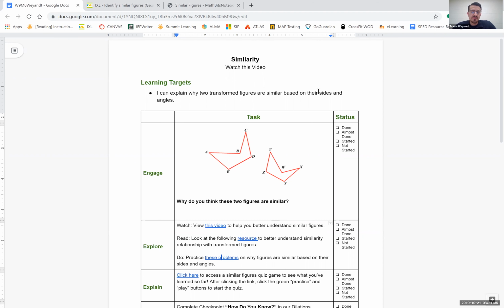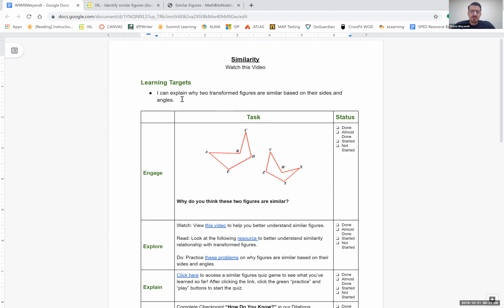So again, just like every video, we have a learning target. This lesson is going to be on similarity, which is the second term in that new unit. Last week we talked about dilation, and this week is going to be similarity. So again, I can explain why two transformed figures are similar based on their sides and angles.